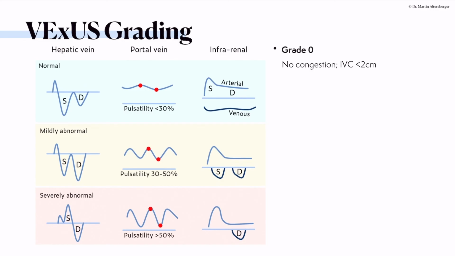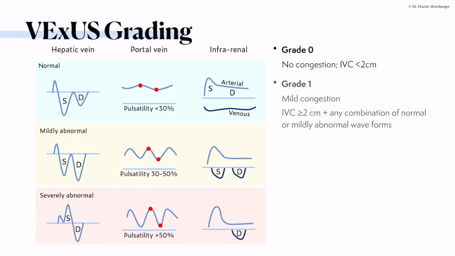And then you have grading. You have a grade 0, where there is no congestion present. Look at the IVC, also look at B lines, look at the heart, look at diastolic dysfunction, look at collapsibility of the IVC, not only the size, look at the form. Is it oval, which points towards a normal IVC? Is it really round? That points towards a dilated or congested IVC.